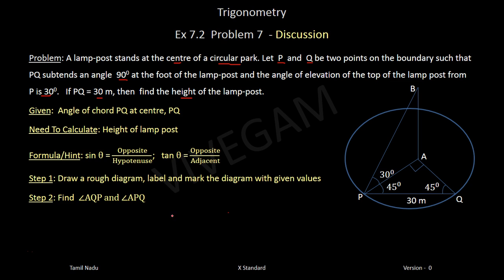Next, find angle AQP and APQ. As I said, these two are equal sides, so these two angles will be equal. This is already 90. So the remaining angle in the triangle is 180 minus 90, so that is 90. 90 divided by 2, so these two angles are 45 degrees.